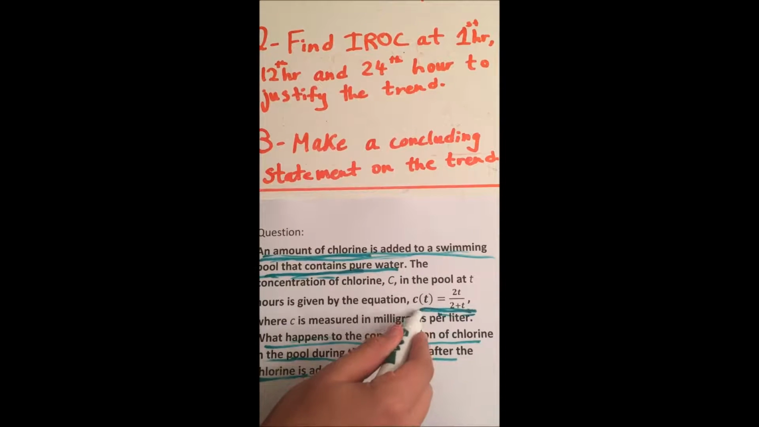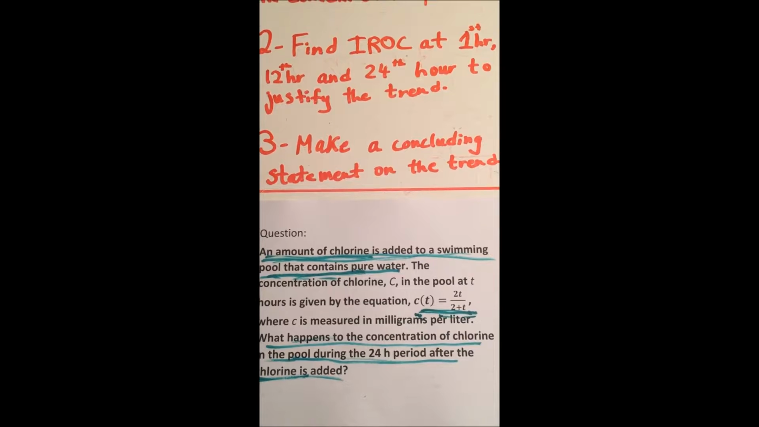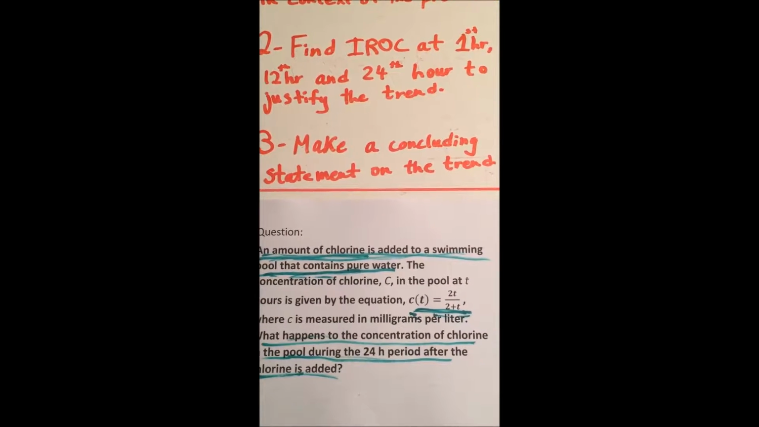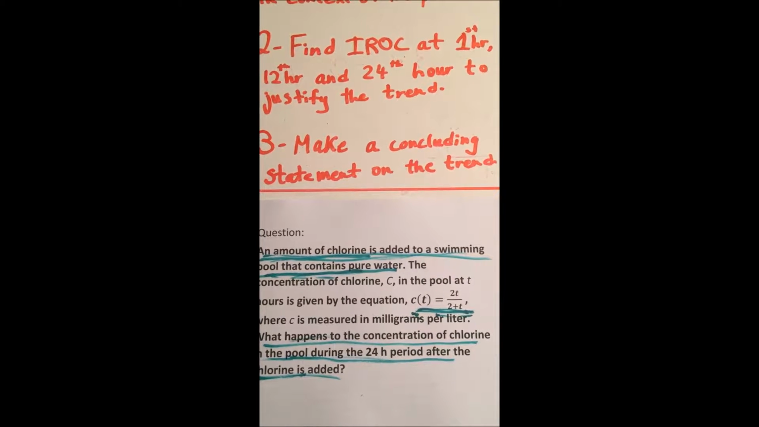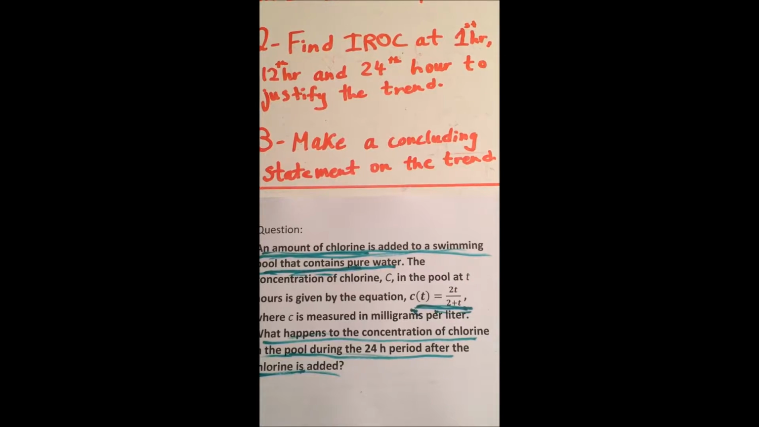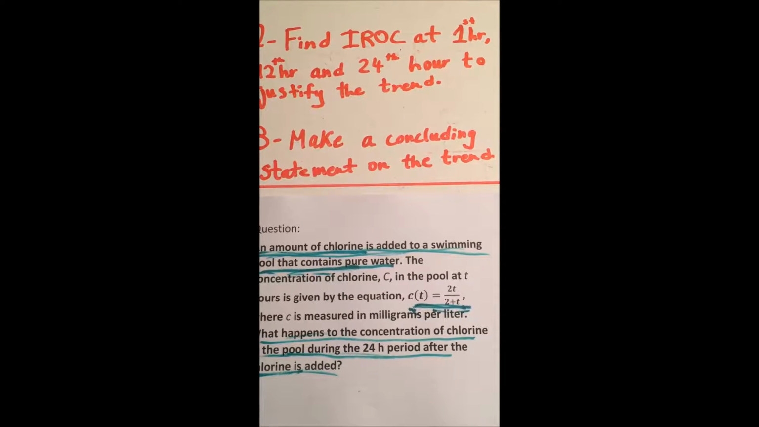And we plug in the x's to find the y's in order to find the instantaneous rate of change using this equation. They then say that C is measured in milligrams per liter. This is important to us because it gives us the units in which we have to answer this question, and this is a matter of good form and good communication. Lastly, what happens to the concentration of chlorine in the pool during the 24-hour period after the chlorine is added?